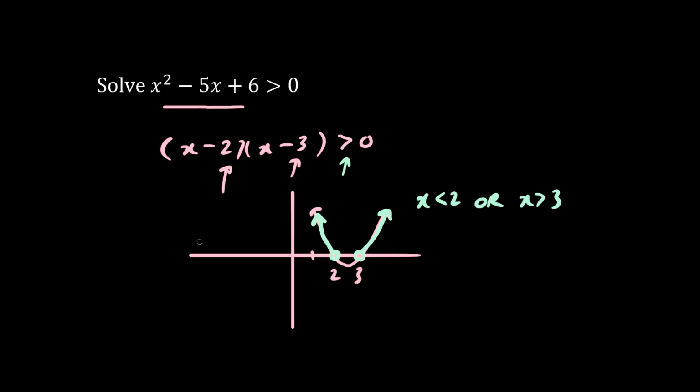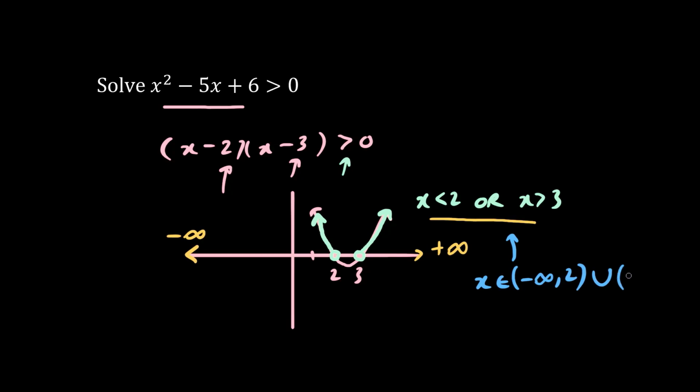Now recall that towards the left of the x-axis we have negative infinity, the smallest possible number, and towards the right we have the largest possible number, which is positive infinity. This set notation is equivalent to the interval notation. X belongs between negative infinity to 2, or, looks like a U, 3 to infinity. Notice how we use rounded brackets for infinity because we can't actually equal this number. This is just an idea, not an actual number.